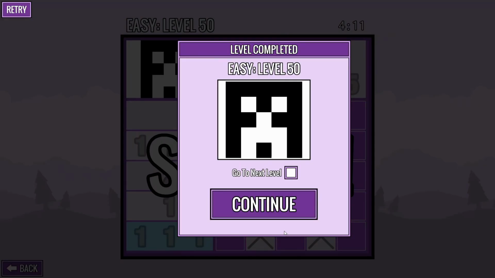That's the real basics of Picross. They get a bit more complicated, but that was just a 5x5, so let's complete another 5x5 just a little faster.